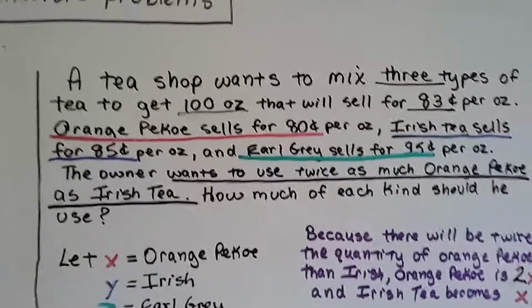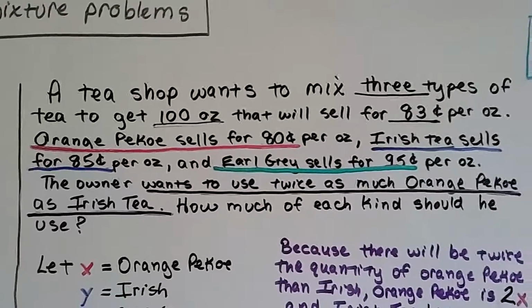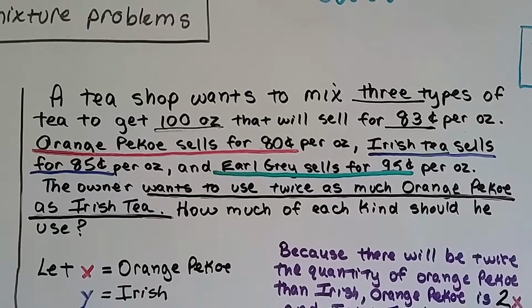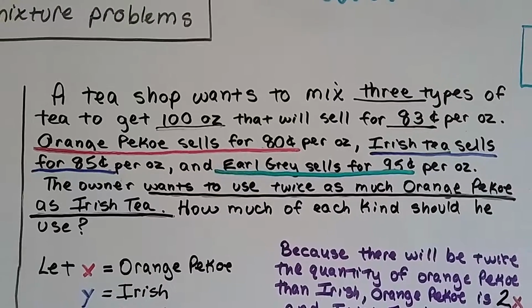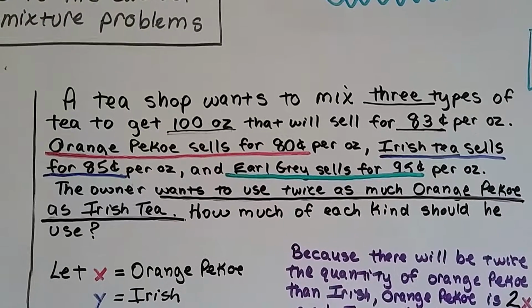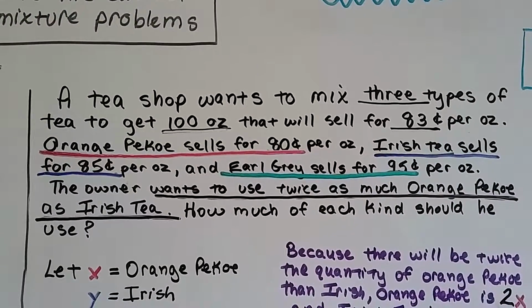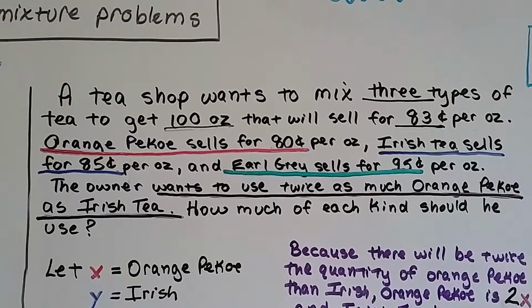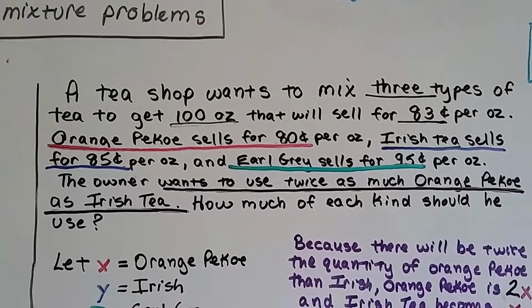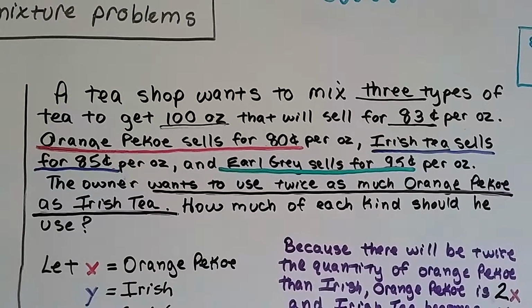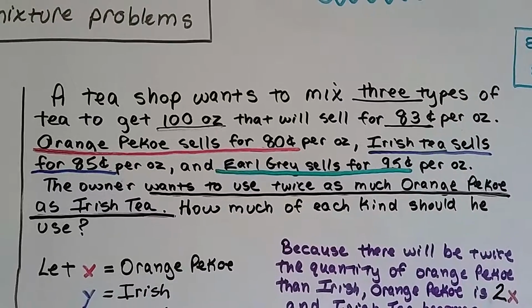All right, we're going to be selling some tea here. So let's see what we've got. A tea shop wants to mix 3 types of tea to get 100 ounces that will sell for 83 cents per ounce. Orange Pekoe sells for 80 cents per ounce, Irish tea sells for 85 cents per ounce, and Earl Grey sells for 95 cents per ounce. Now the owner wants to use twice as much Orange Pekoe as Irish. So how much of each kind should he use?